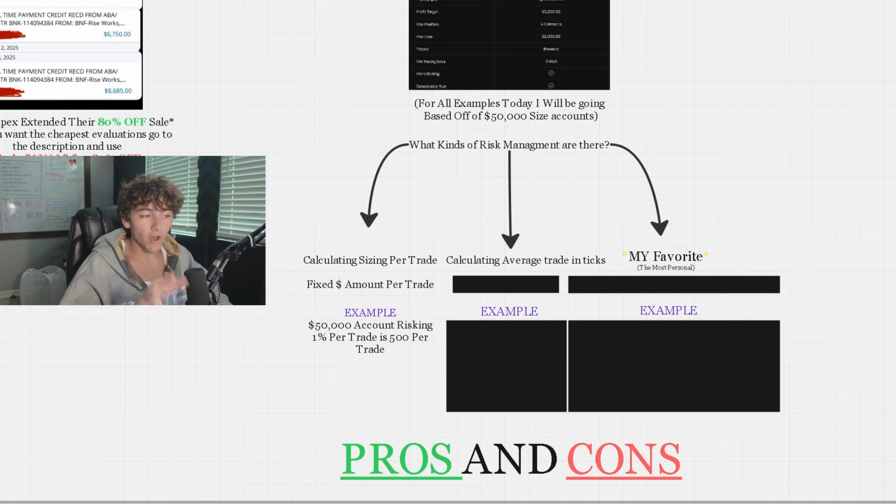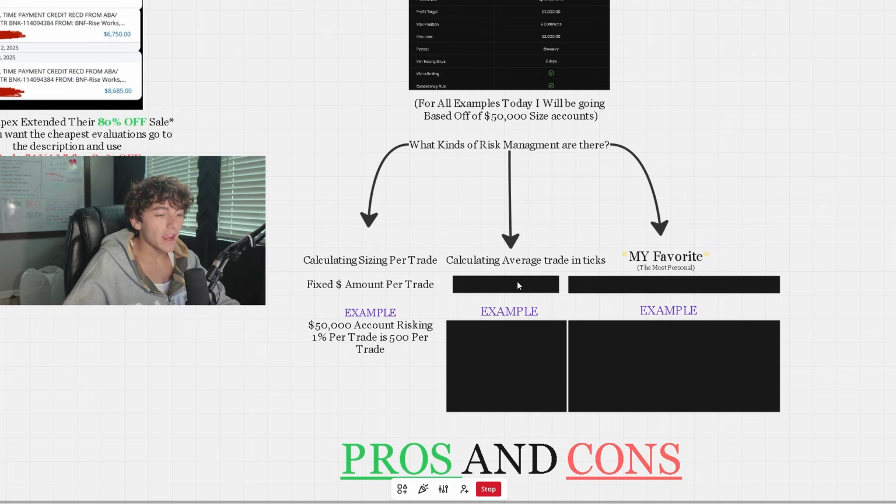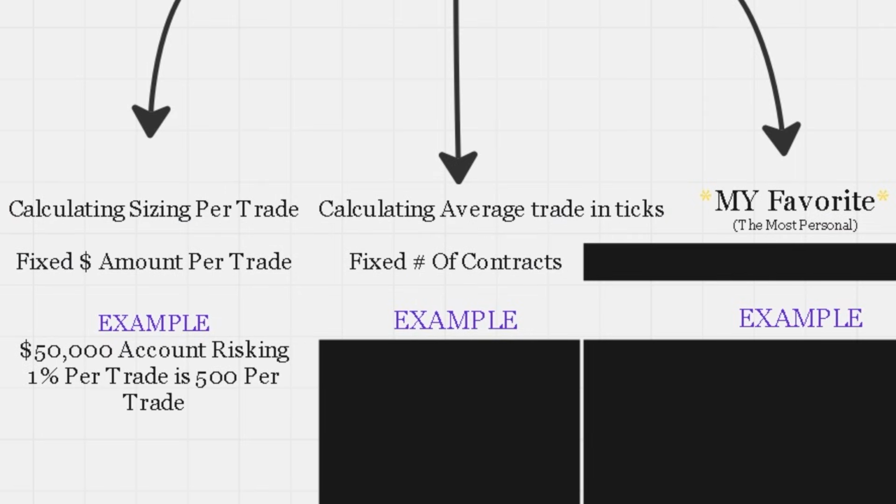So I'm going to go through the other 2, and then we're also going to go through the pros and cons for each and every single one, and which one I would recommend the most. And the next one we're going to talk about is calculating your average size in ticks.